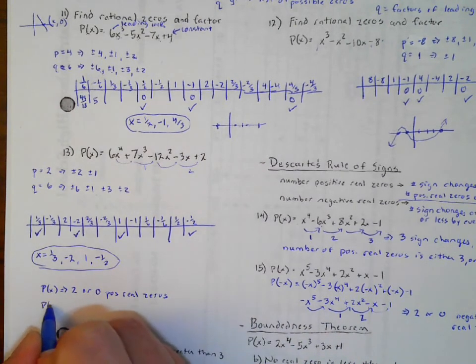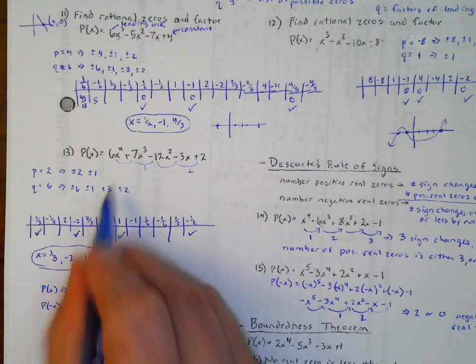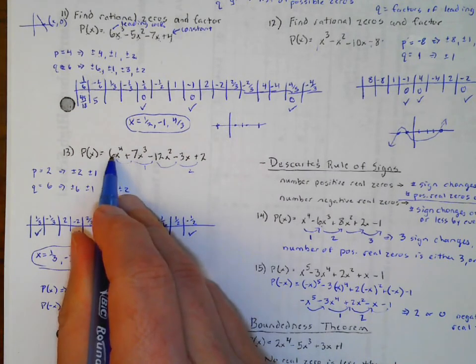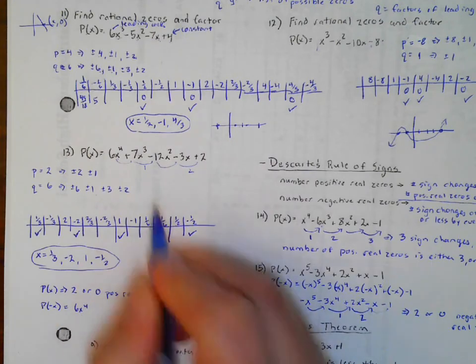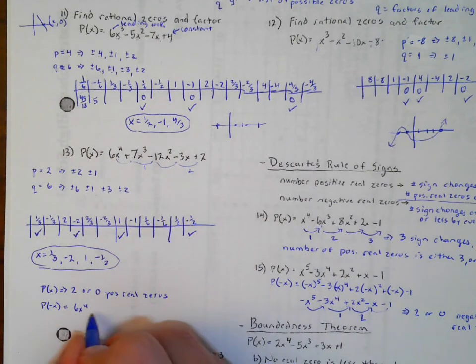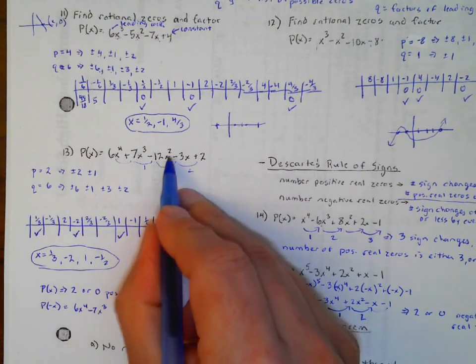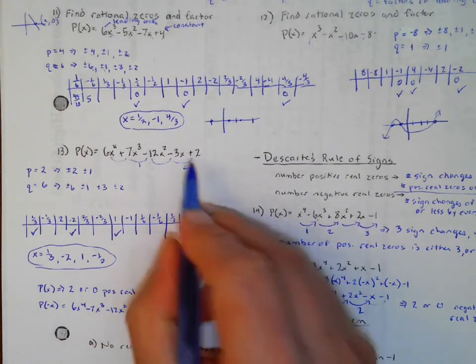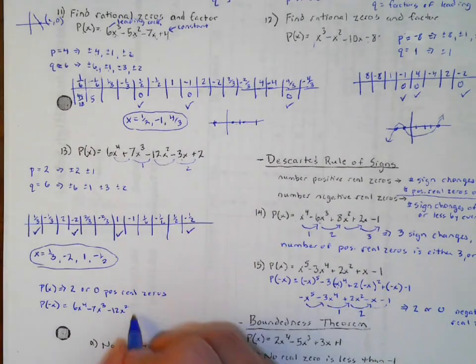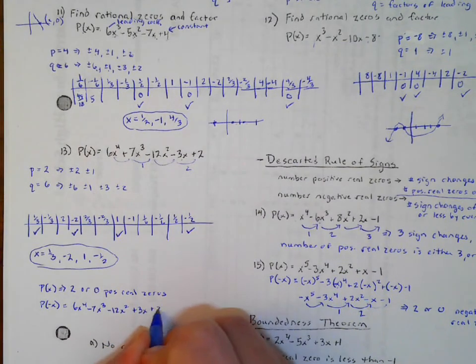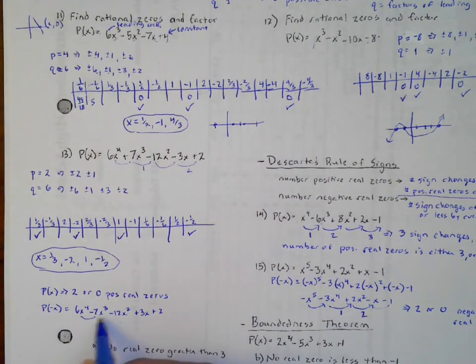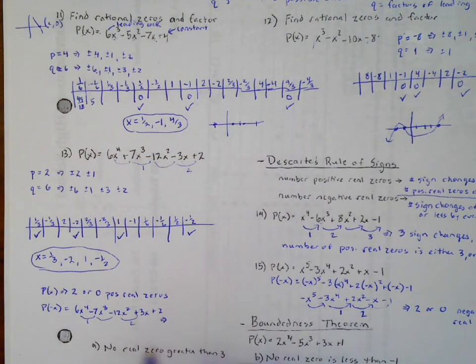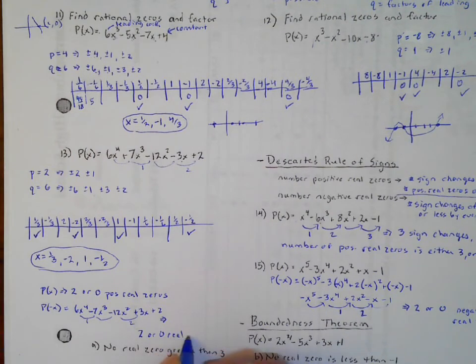And for p of negative x, okay, the negative here makes that positive, so it stays 6x to the fourth. That makes that a negative 7x to the third. That squared is positive, so negative 12x squared still. Negative 3 times negative x would be a positive 3x plus 2. Okay, so let's see how many sign changes. One sign change, two sign changes, okay? So therefore, we're going to have either 2 or 0 negative real zeros, okay?